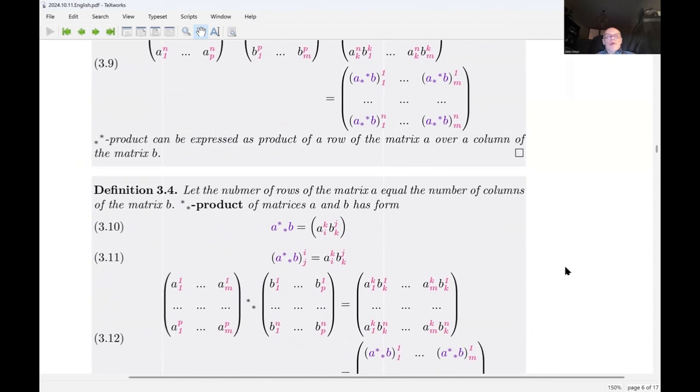Definition 3.4. Let the number of rows of matrix A equal the number of columns of matrix B. The column-row product, or CR product, of matrices A and B has form 3.10 and can be expressed as a product of columns of matrix A over rows of matrix B.